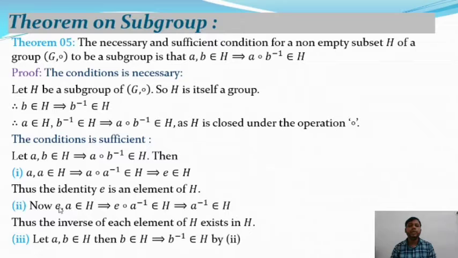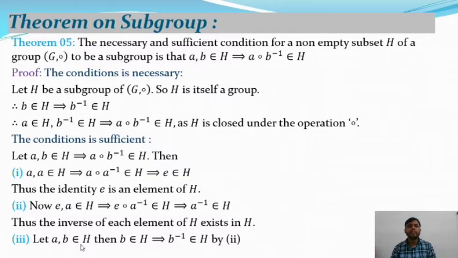Now E and A belong to H, and from the above relation we get E composition A inverse belongs to H. That means A inverse belongs to H, that is, the inverse property is also satisfied. Thus the inverse of each element of H exists in H. So H composition satisfies the inverse property as well.